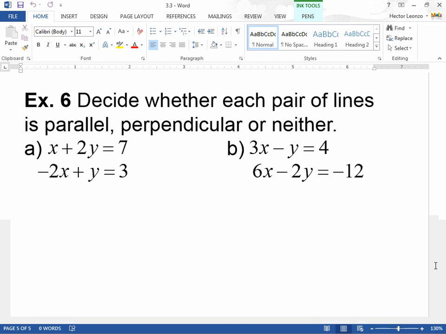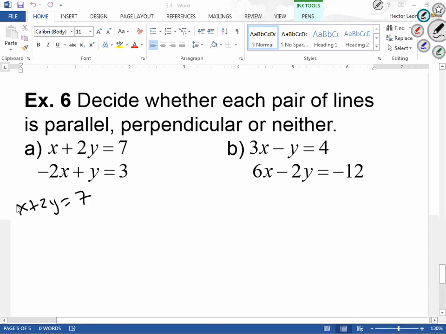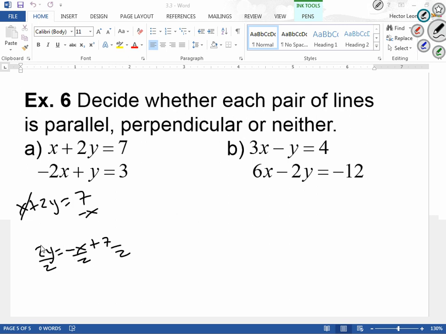Let's find the slope of each. Right, x plus 2y equals 7. Let's take a look at my first equation, x plus 2y equals 7. Get the y by itself, right? So I'm going to subtract the x. So I have 2y equals negative x plus 7. Divide everything by 2. y equals negative 1/2 x plus 7 over 2.